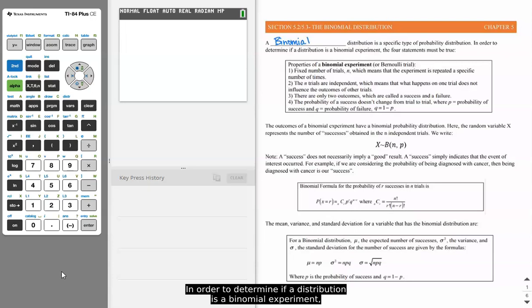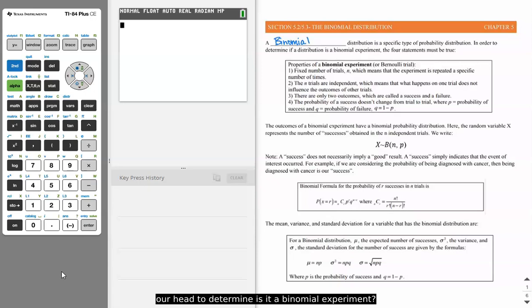In order to determine if a distribution is a binomial experiment, the four statements must be true. So we just want to go through always these four things in our head to determine, is it a binomial experiment? Sometimes it's also called a Bernoulli trial. So the first thing is there's a fixed number of trials, n, which means that the experiment is repeated a specific number of times. So it could be maybe 10, maybe 100. Doesn't really matter the number, just that there is a specific number of times.